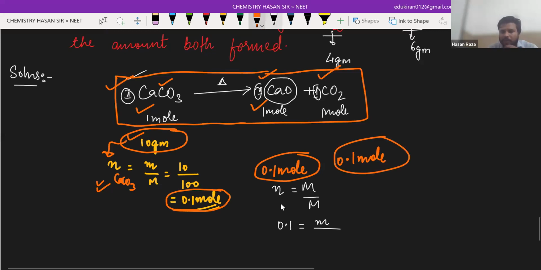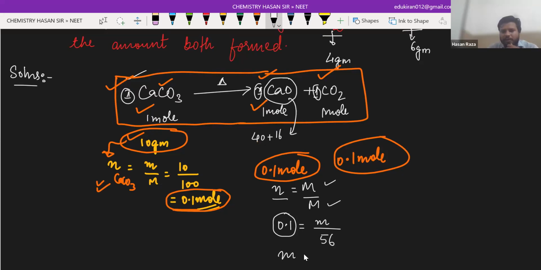Now you are going to apply the formula. Number of moles is equal to given mass upon molar mass. Number of moles is 0.1, given mass is m, and molar mass of CaO: calcium has molar mass 40 plus oxygen has molar mass 16, so it will be 56. So mass of CaO, you can see 56 into 0.1, that will give you 5.6 gram.